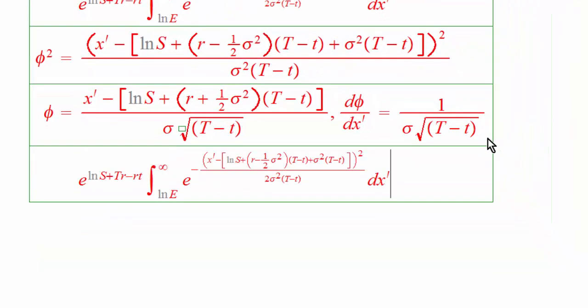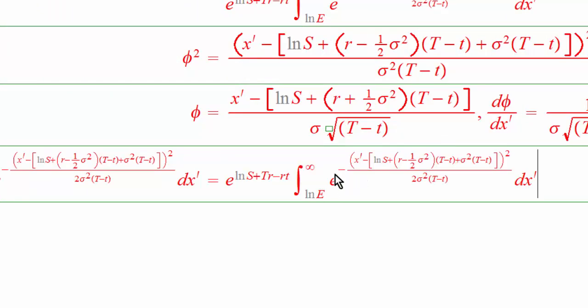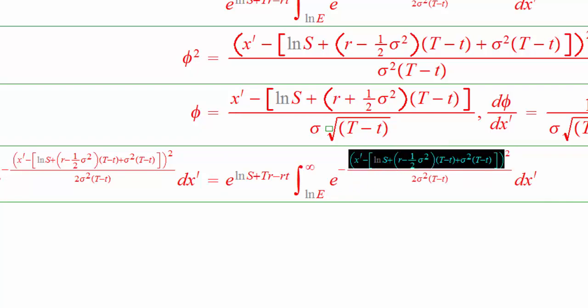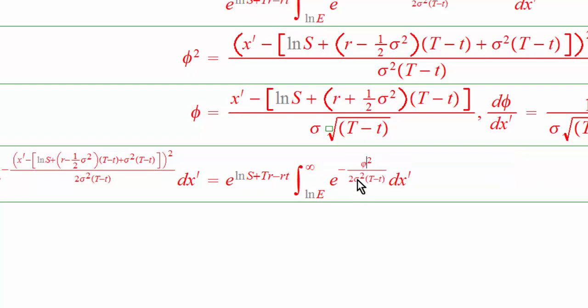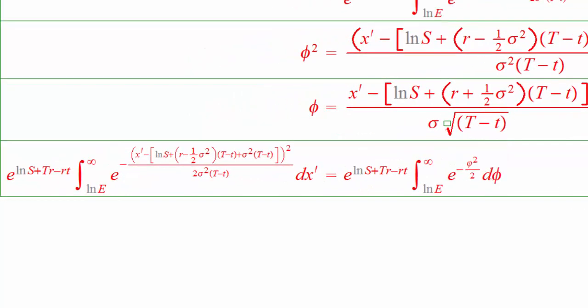Let's put those pieces in. Times those pieces here. That's supposed to be on ground level. There. That's my replacement for dx prime. Oh, and we also got to change the endpoints. So when x prime is infinity, phi is infinity. That one doesn't change. When x prime is ln of e, then phi is ln of e minus. So I'm taking this whole thing.